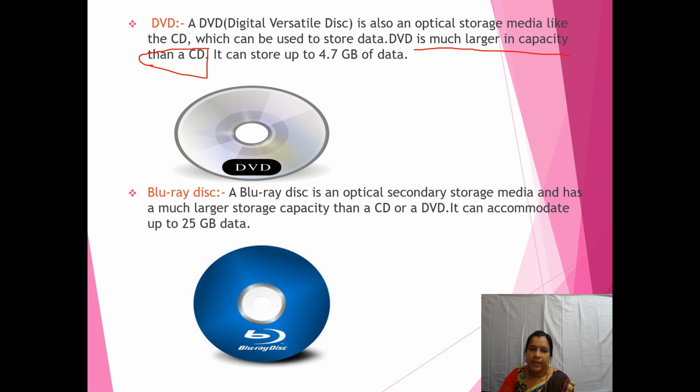It stores up to 4.7 GB of data. Next, same as the CD and DVD, we have one more, that is the Blu-ray disc. It is also a rewritable disc. A Blu-ray disc is an optical secondary storage media, with a much larger storage capacity than a CD or a DVD. It can hold up to 25 GB. GB means what? Gigabyte of data. So its storage capacity is more than the CD and DVD, so it is called a Blu-ray disc.